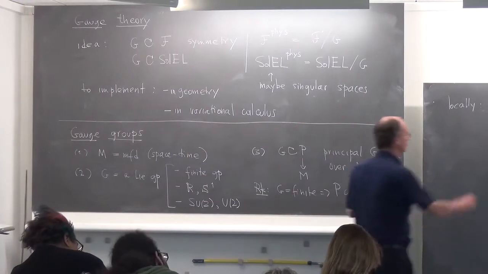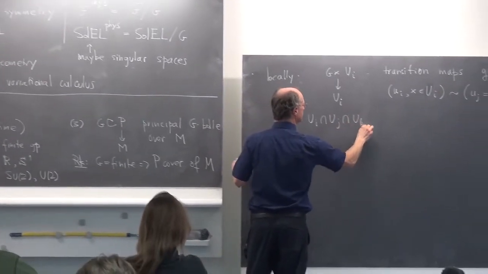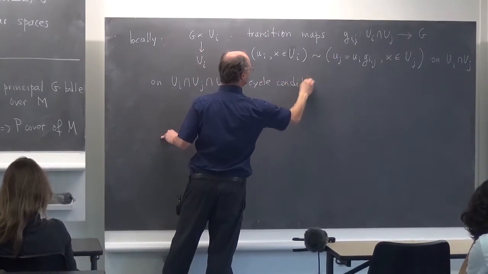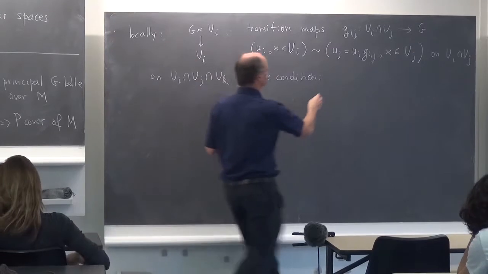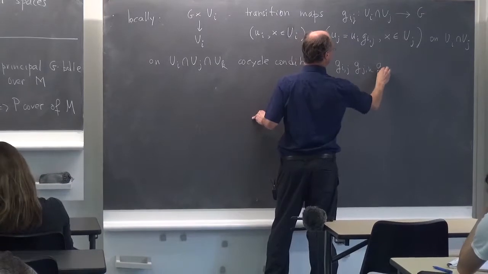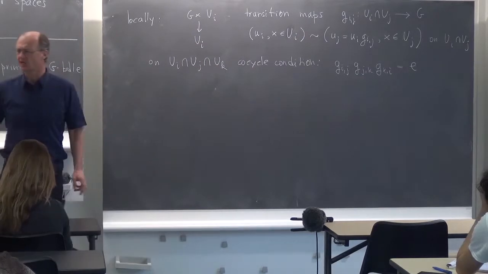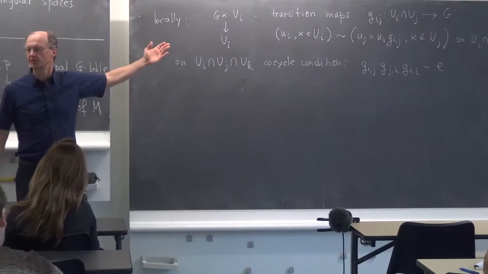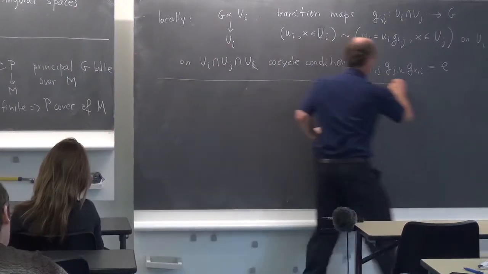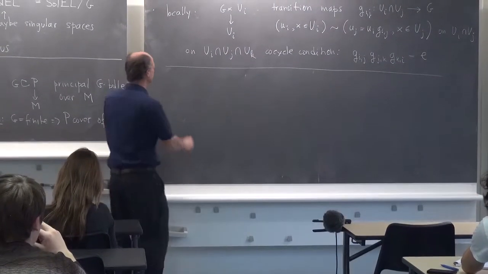Perhaps I should recall that on triple overlaps, there is a so-called cocycle condition, g_ij times g_jk times g_ki is equal to 1. But I guess probably most of you are very well familiar with this story, right? So that's something that you know. Maybe now some small twist. I'm not sure to what extent you are familiar with it.